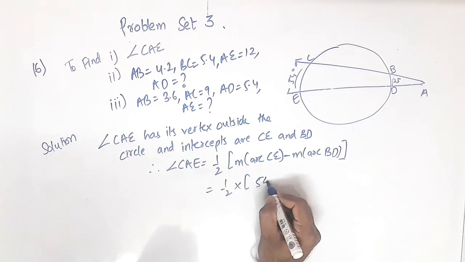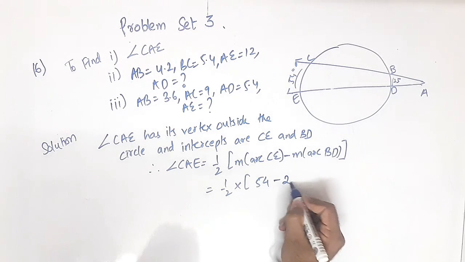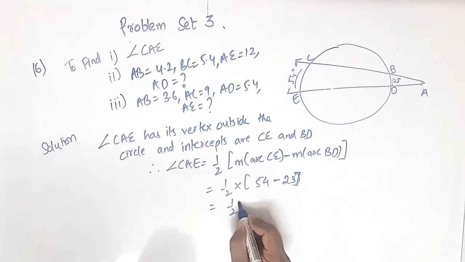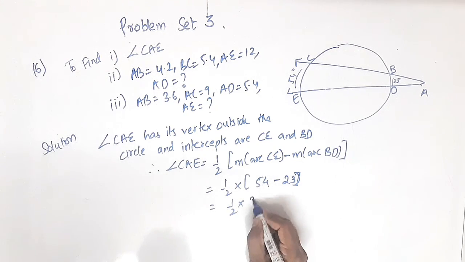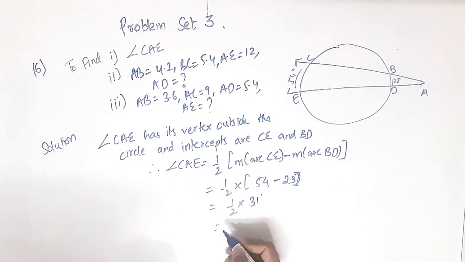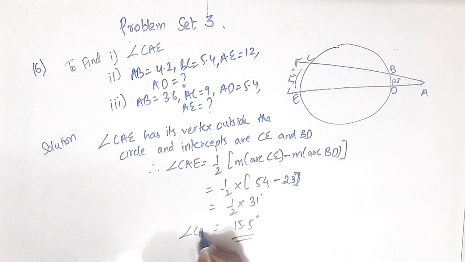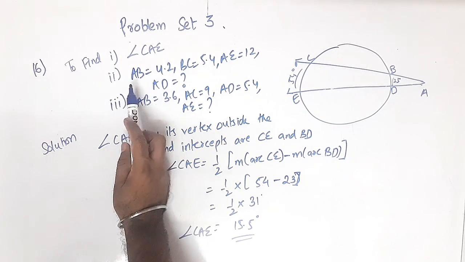So it is very simple, it is 54 minus this 23. Okay, what is 54 minus 23? It is 31 degrees. Okay, so half of 31 is how much? It is 15.5 degrees. So you got angle CAE equals 15.5 degrees. Okay, very simple. Let us move on to your second one.